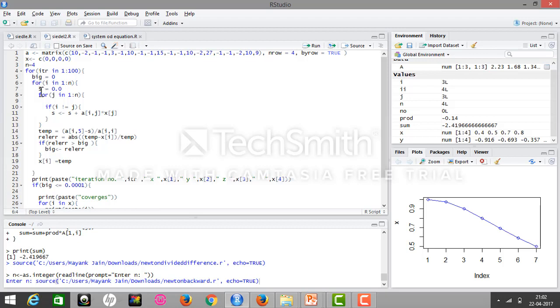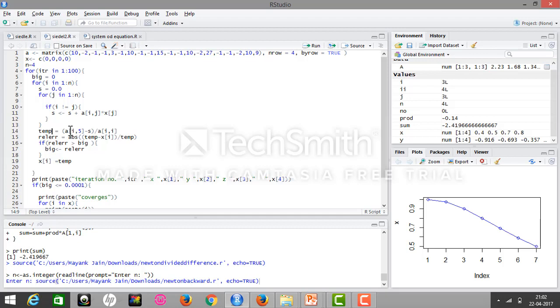and then we have iterated a for loop for i equals 1 to n. Then we initialize the s variable as 0.0, and then iterate the for loop for j from 1 to n. In this, if i is not equal to j, then s equals s plus a of i comma j into x of j, that is, s contains the sum of the whole equation at once. Then we have a variable known as temp that would hold a temporary value: b of i minus s divided by a of i comma i, all according to our Gauss-Seidel method.